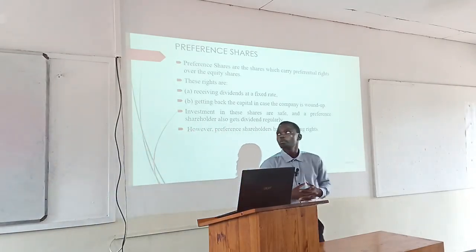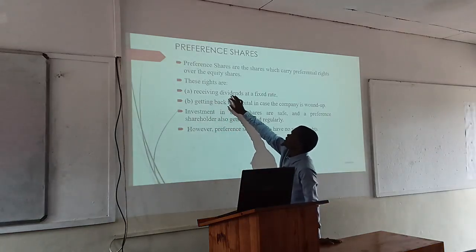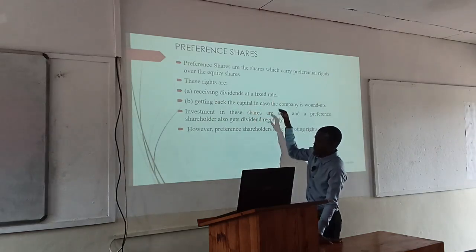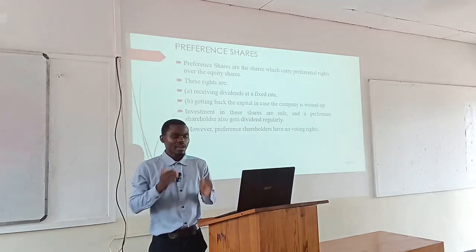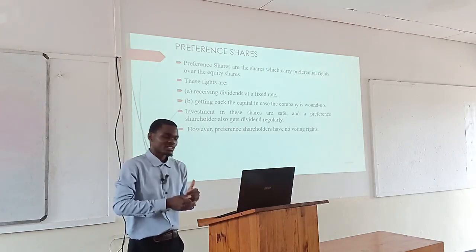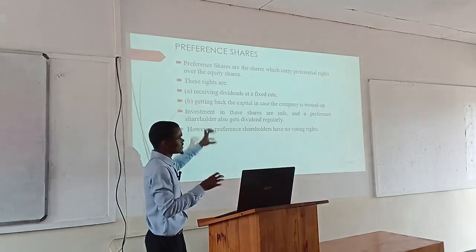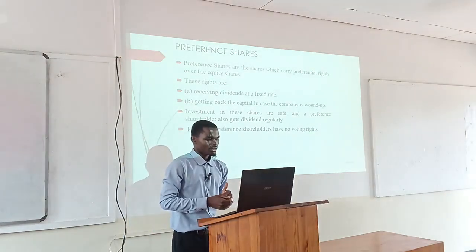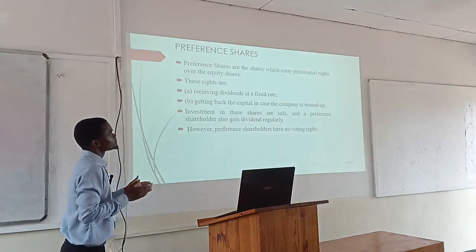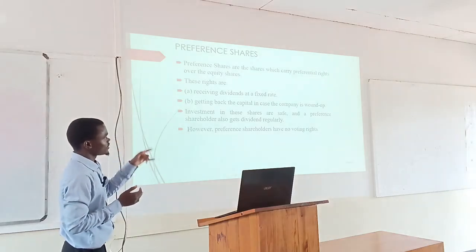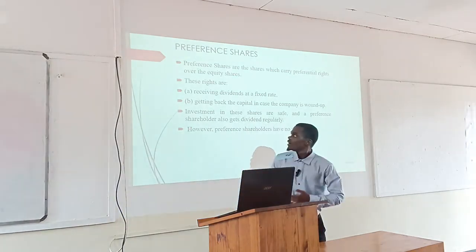Some advantages within this organization. The first one is that as a preference shareholder, we receive dividends at a fixed rate. So if it's 10%, then it's 10%. If the organization has made 10 million, then you receive 10% of 10 million as your dividend. This is different to an ordinary share, whereby the rate is not fixed.